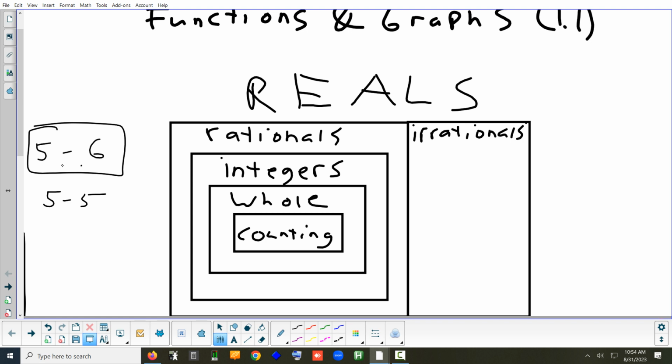Well, you can if you know the kind of numbers to use, and those are called integers. So with integers, that's when we introduce negatives. So now integers include negative numbers, positive numbers, and 0, which is neither negative nor positive.